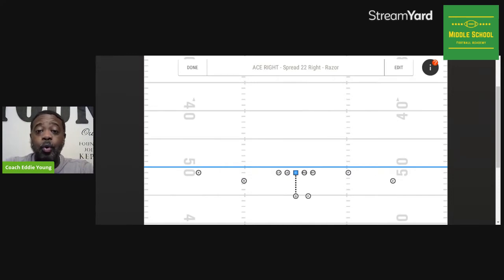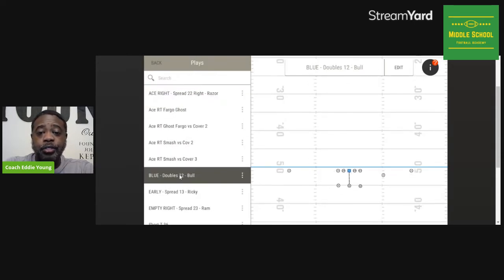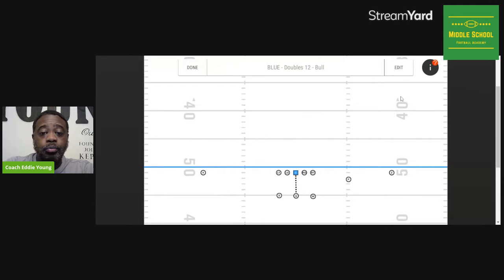Also, once again, a little quicker, call it razor. Now, the opposite of this would be what? Laser. Like I said, that's one example. Now, let's look at another formation. This is blue. A lot of air raid teams, they know this one, simply call it blue. Another way to call it would be doubles 12.